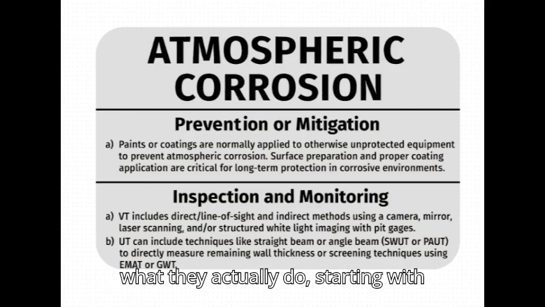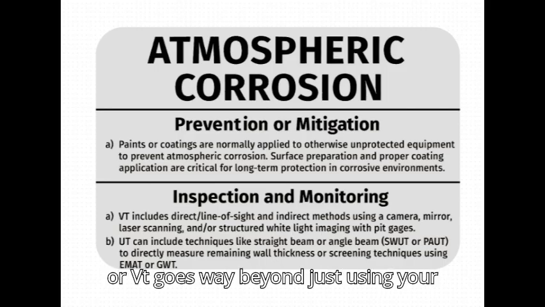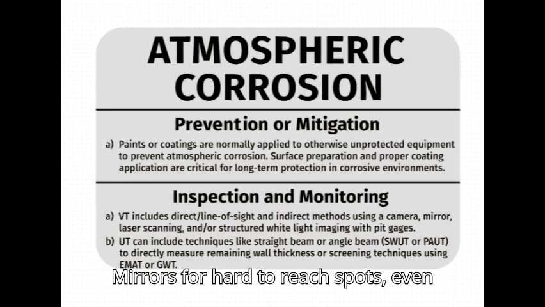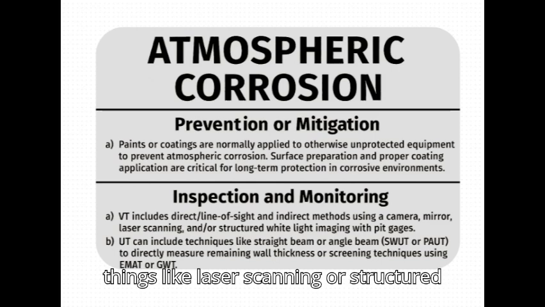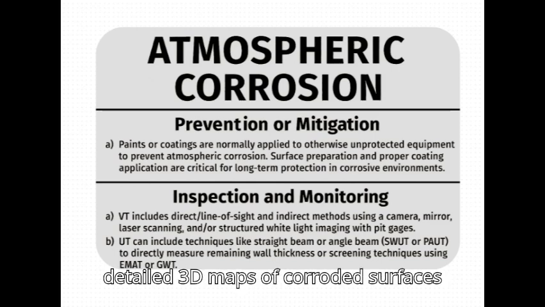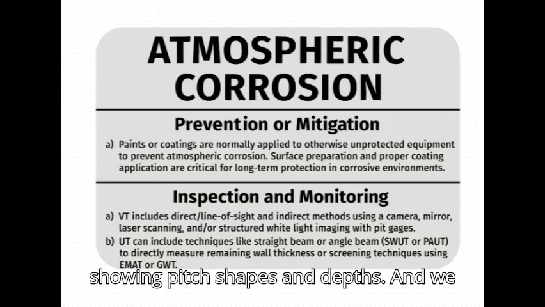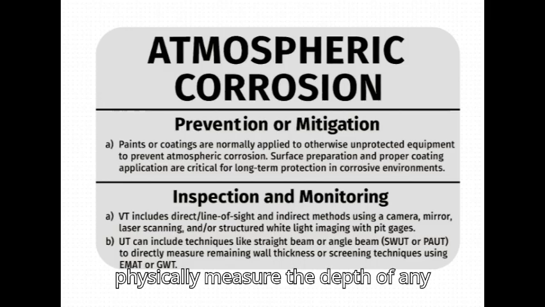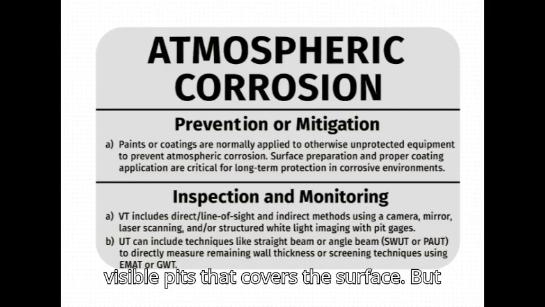Starting with visual. Sure. So advanced visual testing, or VT, goes way beyond just using your eyes. We now use high-res cameras, mirrors for hard-to-reach spots, even things like laser scanning or structured white light imaging. Those can create detailed 3D maps of corroded surfaces, showing pit shapes and depths. And we still use basic tools like pit gauges to physically measure the depth of any visible pits. Okay, that covers the surface.